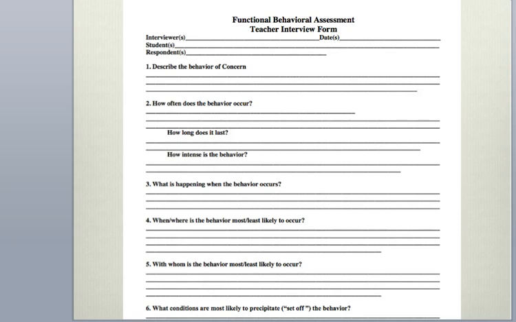You also ask them about precipitating or antecedent events. So what's happening when the behavior occurs? What's going on? Where and when is the behavior most likely to occur? With whom is it most likely to occur? What kinds of conditions are most likely to precipitate or set off the behavior? Now, this interview goes on for several pages, but I just want to give you an idea that this is fairly structured, and you'll ask them to go through and answer these questions, and then you'll take notes.